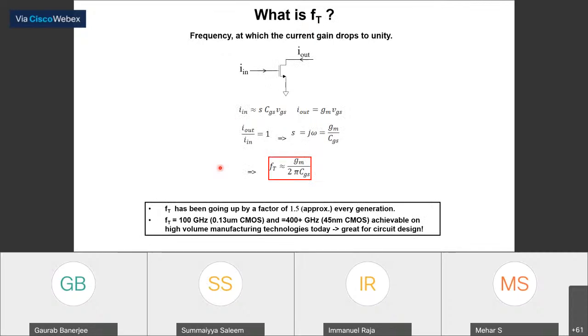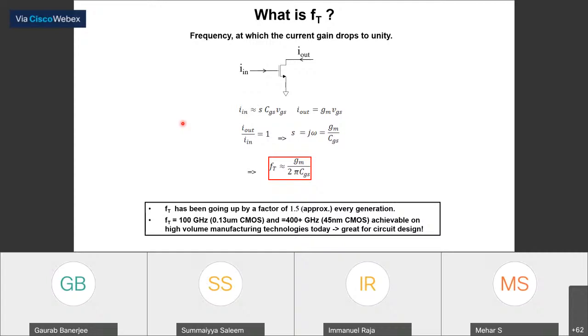at high frequencies. Another thing is that the FTs have been going up. Those of you who are not familiar with what's an FT, it's just, very simply speaking, the frequency at which the current gain goes to one, right? And it's a very good measure of till what point is a device active and provides gain.